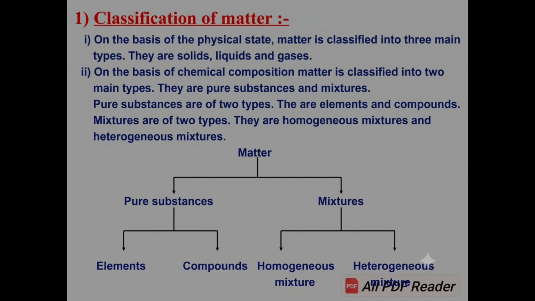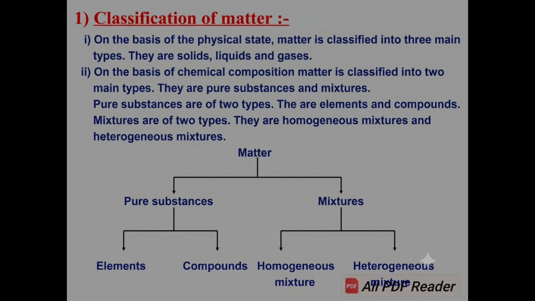Today our topic is: is matter around us pure? So here we have classification of matter. First of all, you have to know about matter. Matter is anything in this world which has mass and occupies space. Examples: chair, table, stone, chalk piece, duster, pen, pencil, eraser, all are matter.